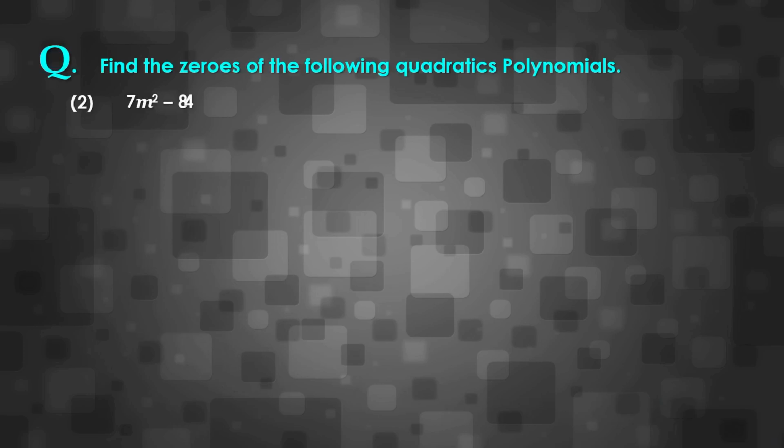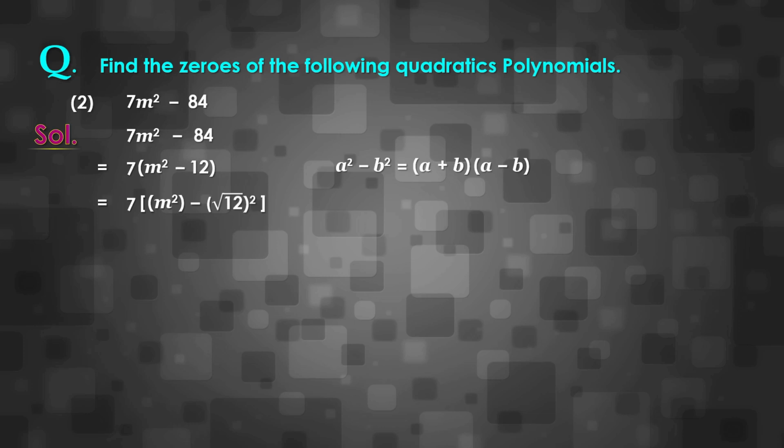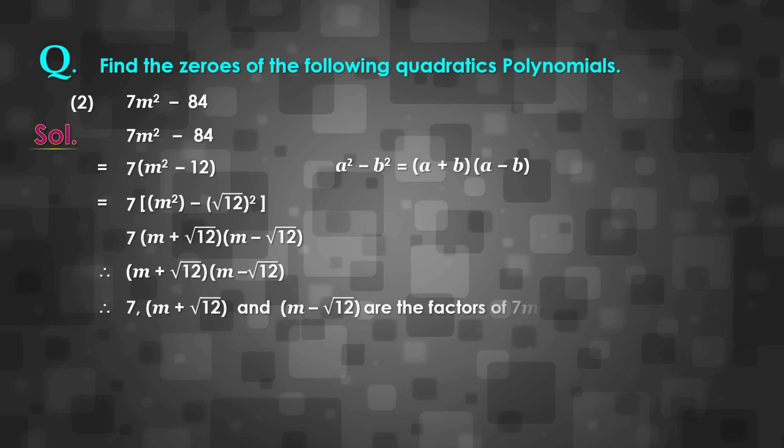Now let us find the zeros of 7m square minus 84. First, take 7 common. So we get 7 multiplied by m square minus 12. Now observe that m square minus 12 can be written as m square minus root 12 whole square. This is in the form a square minus b square. And we know that a square minus b square is equal to a plus b multiplied by a minus b. So we can write it as 7 multiplied by m plus root 12 multiplied by m minus root 12. Therefore, the factors are 7, m plus root 12, and m minus root 12.